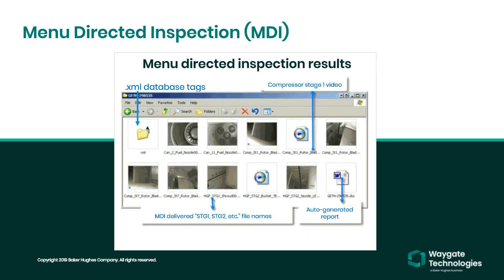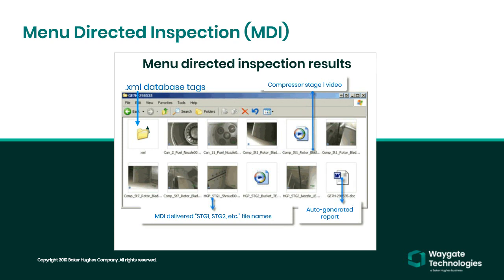Now let's take a look at the data set, which is created automatically during an MDI inspection. The first image thumbnail indicates that it was taken in the combustion section in can number 2, and it's a fuel nozzle. The first video clip icon that's shown there indicates that it was taken in the compressor section, stage 2, and it's of a rotor blade. In the lower right-hand corner, there's an icon for a Microsoft Word report that is the inspection report that was automatically generated by the video borescope. And in the upper left-hand corner is a folder that contains all of the XML database tags associated with each of the images as well as the overall inspection.